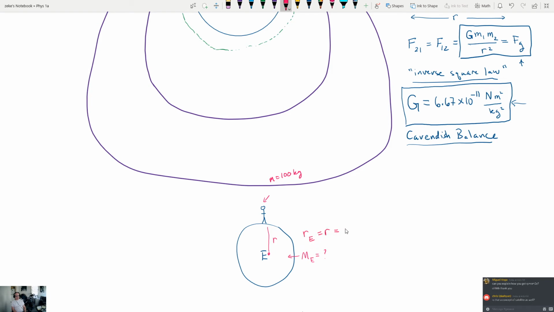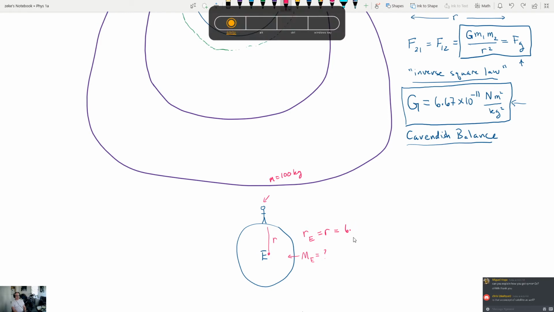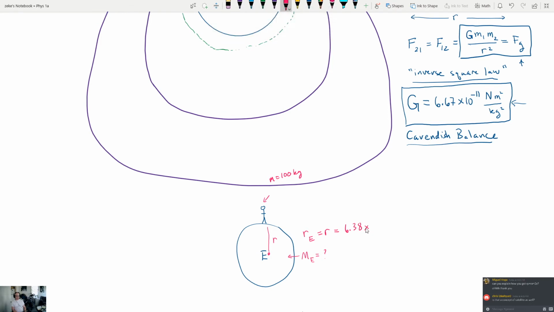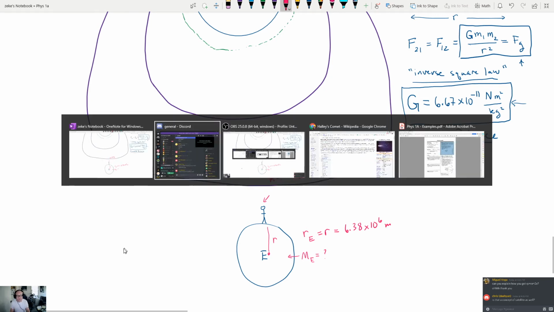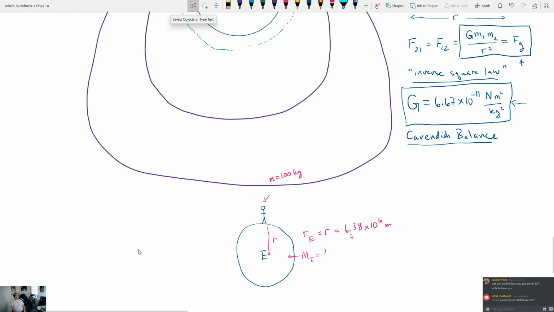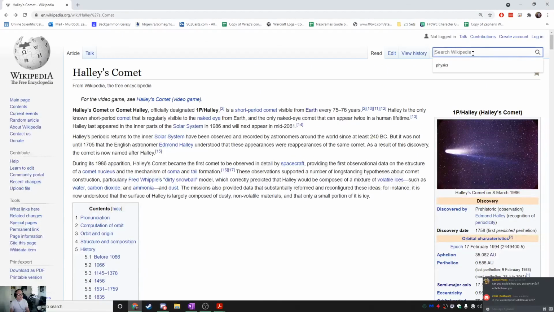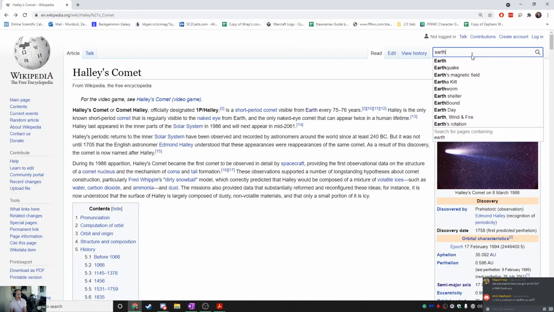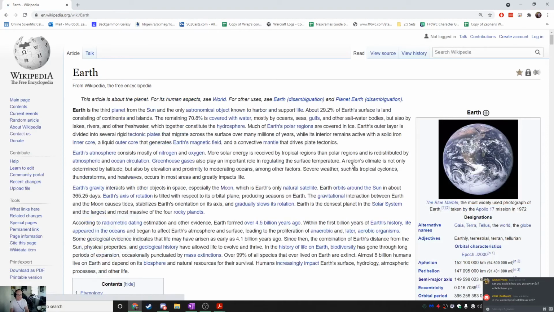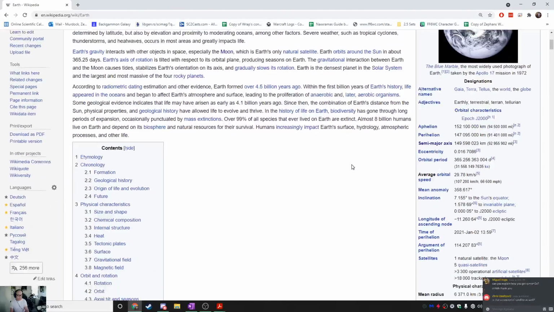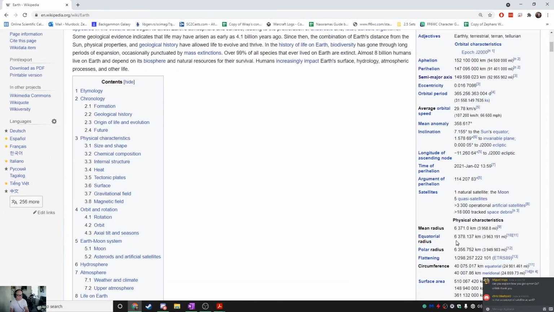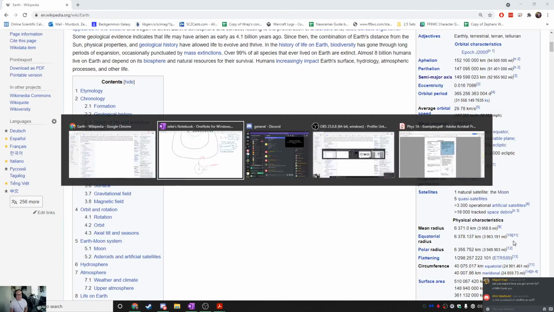And the radius of the Earth, which you can look up on a table, is about 6,400 kilometers, or about 6.4. Let's get a little more accurate than that. It's like 6.38, I believe, times 10 to the 6th meters. We're going to want to be really accurate for this calculation. We don't have to be that accurate, actually. That being said, I want to look this up and make sure that I'm not wrong about this number. Equatorial radius, 6.38, yeah. Okay.